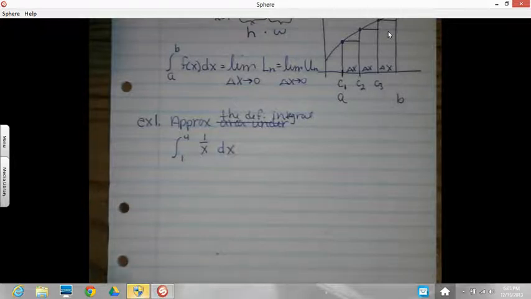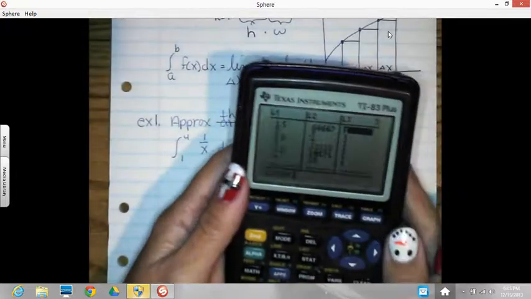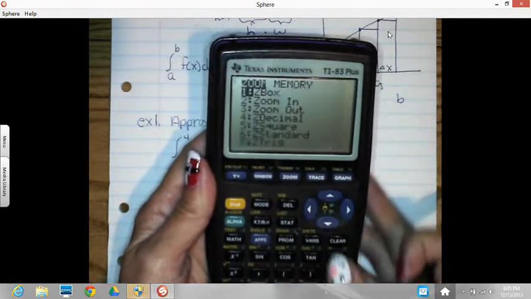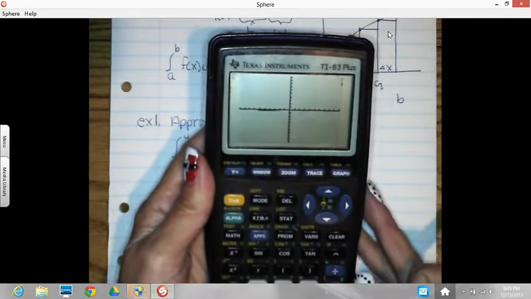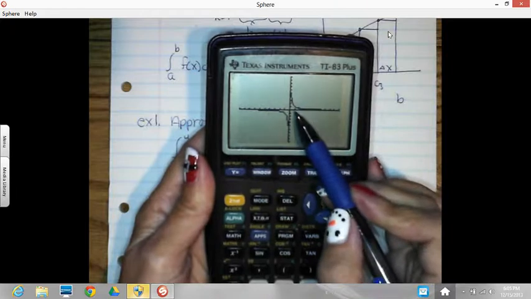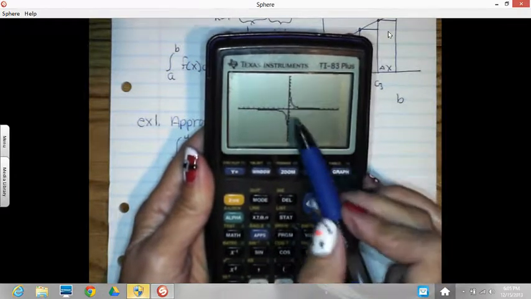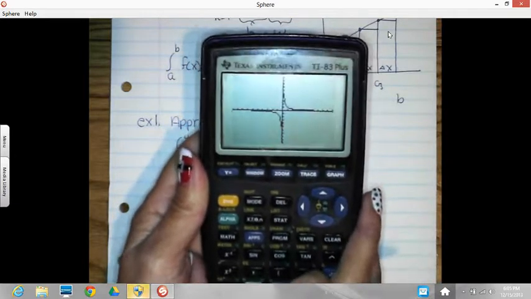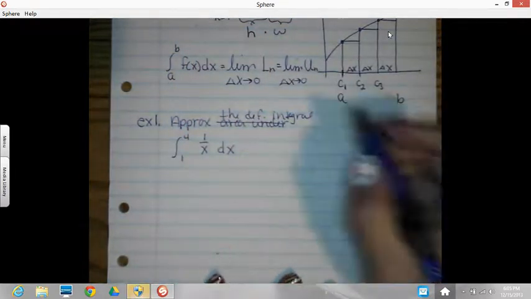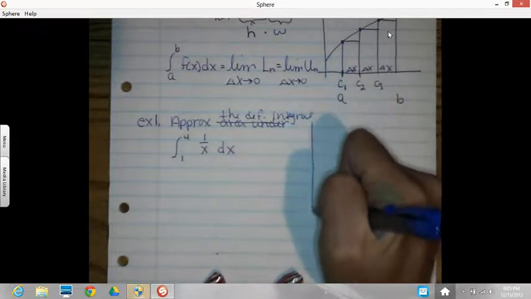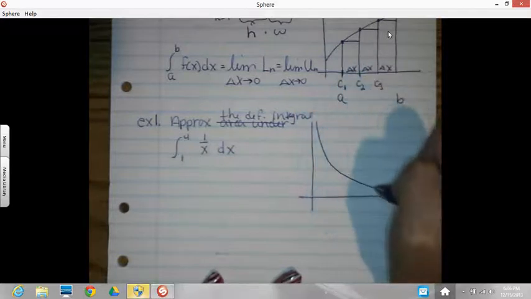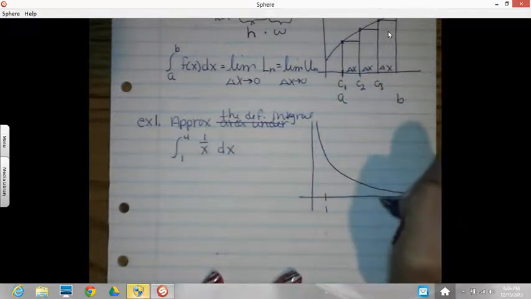So my calculator is here. Y equals 1 over x. I'll do a zoom 6. And I'm only concerned about the 1 to 4 here. I can see it's scooping down. It's all just really close. I'd have to change my window to make it look a little bit better, but I can get the general idea from here. So the graph looks like this, scooping down here from 1 to 4.